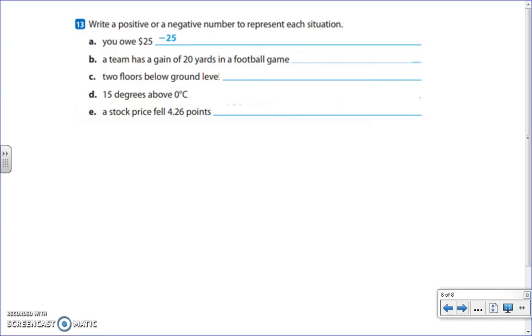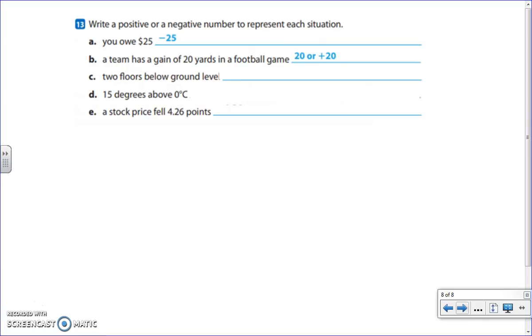A team has a gain of 20 yards in a football game. If we're gaining, we're going forward, we're going positive. So I would say that would be positive 20. You don't need to put the plus in front of the 20 because if you write a number, we automatically assume that it's positive unless specifically it has a minus sign or a negative sign in front.